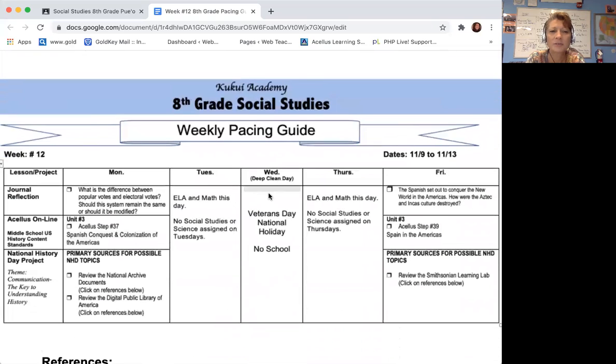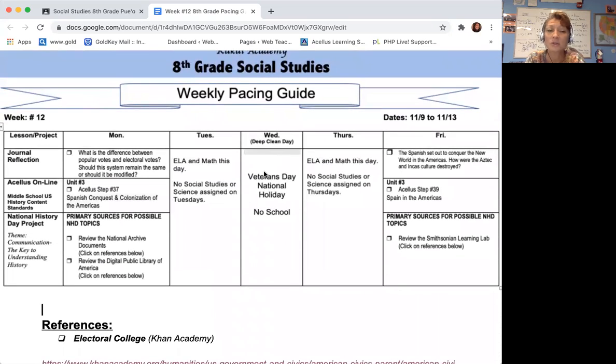I want to take this moment to share with you this week's eighth grade pacing guide. When you look at it, you will see that the first thing is the journal reflection. The question is, what is the difference between popular votes and electoral votes? Should this system remain the same or should it be modified? It's a two-part question, so you can earn your 20 points when you answer this question.